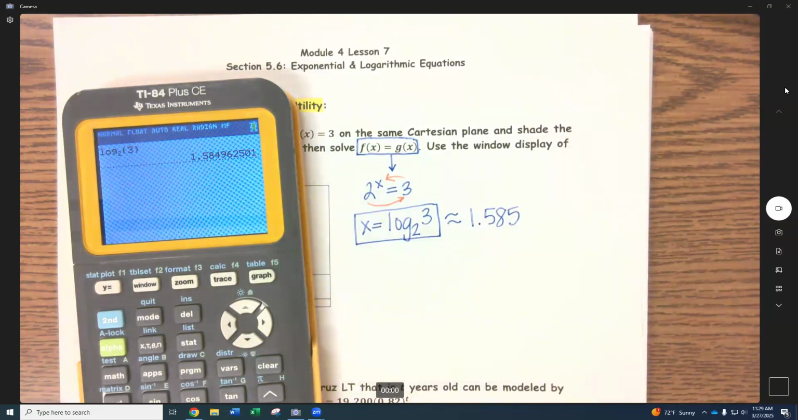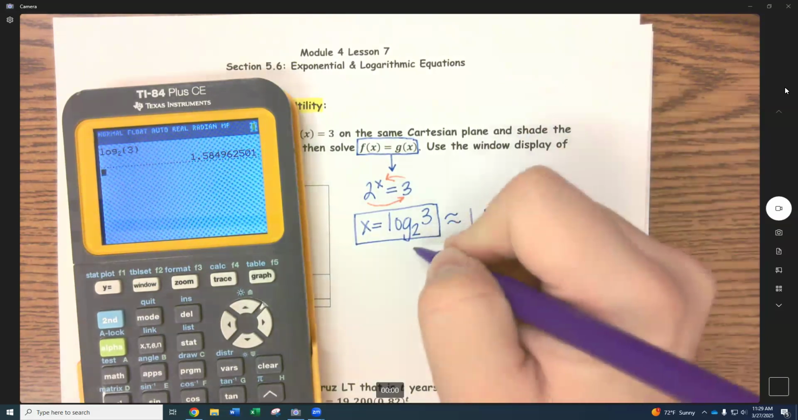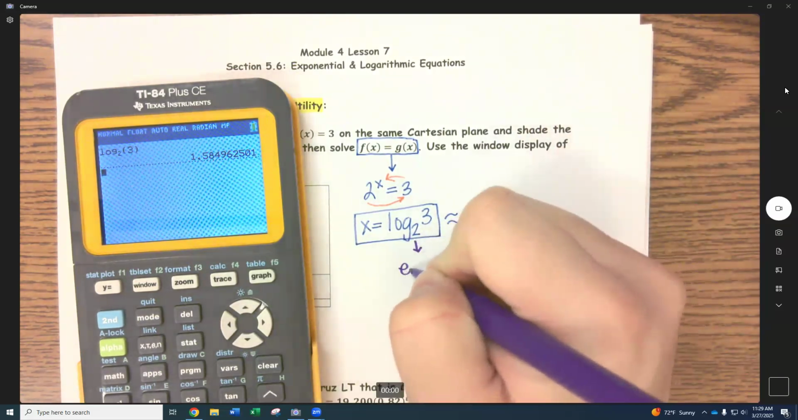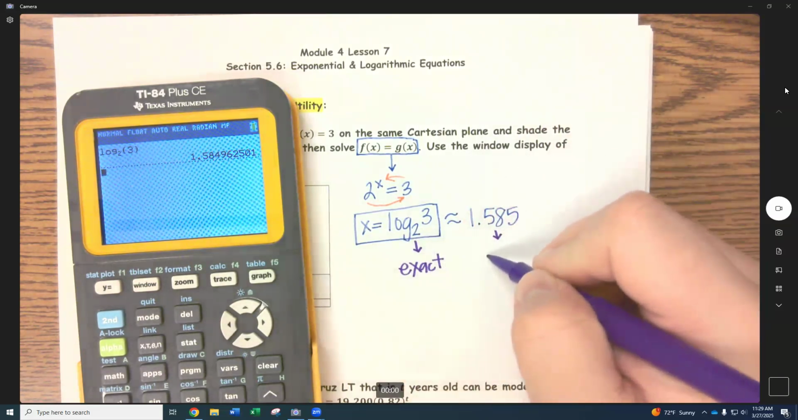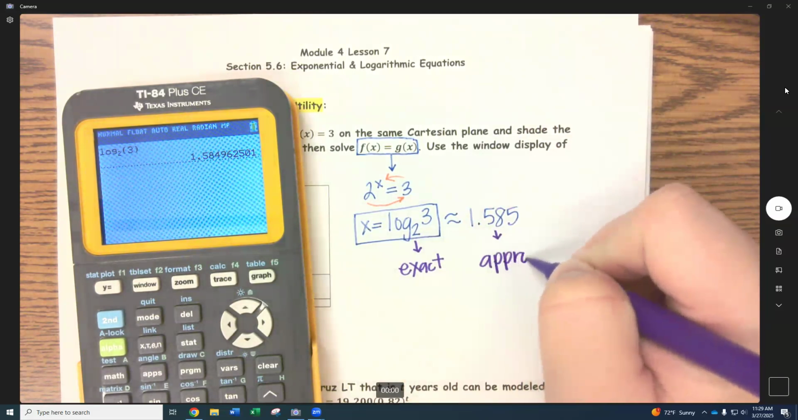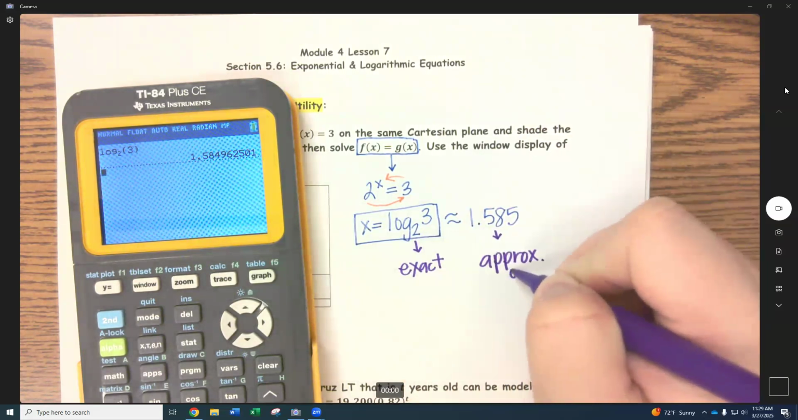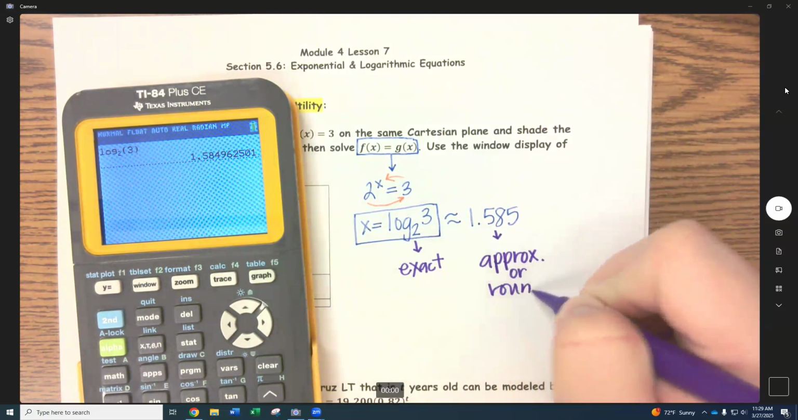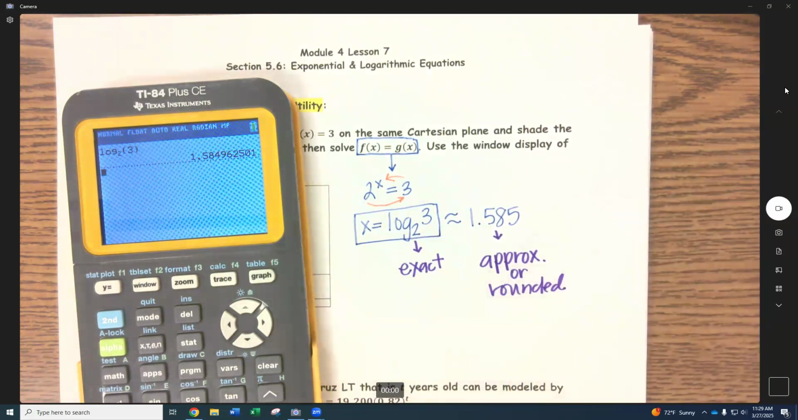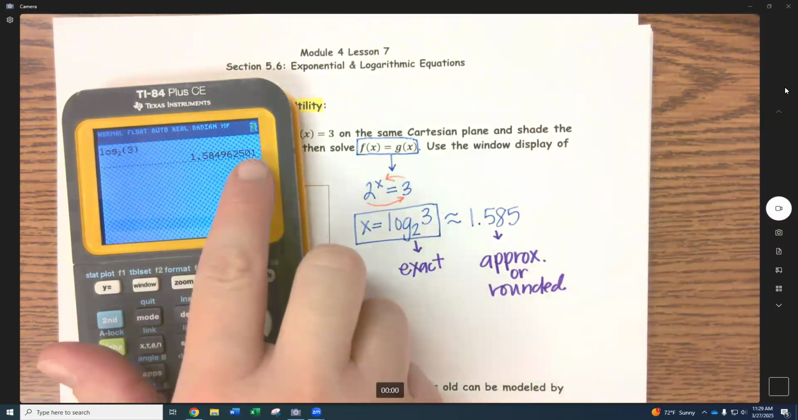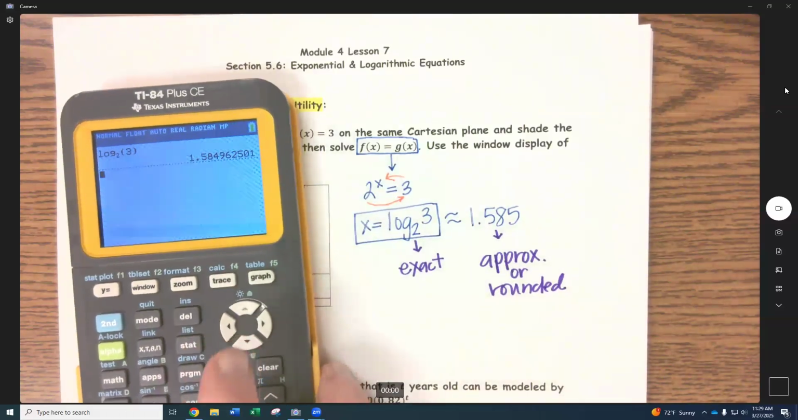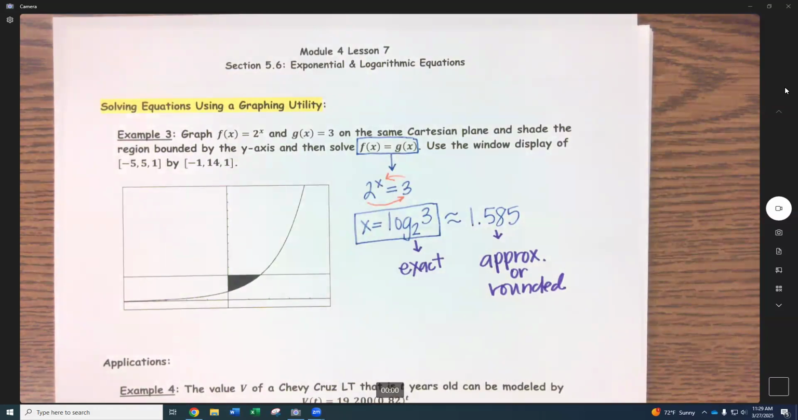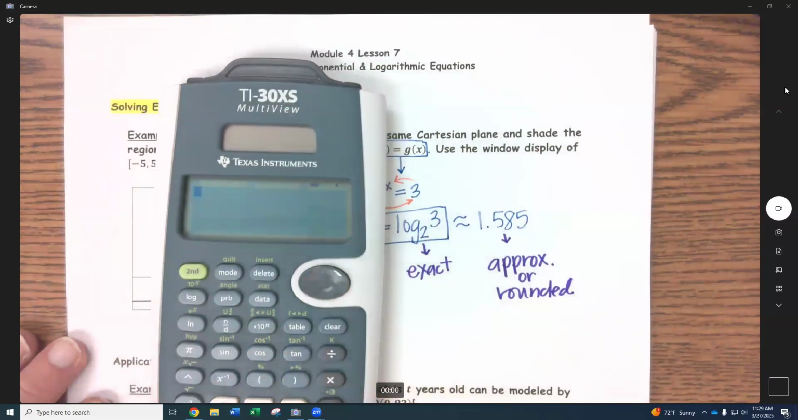Just a little side note again, this is my exact answer. This is my approximation or rounded answer. It is not exact, it's very close, but it's not exact because we're losing a lot of decimal right there.